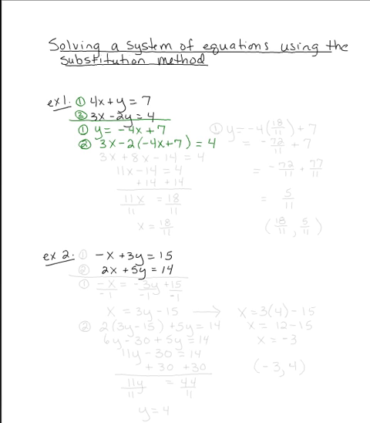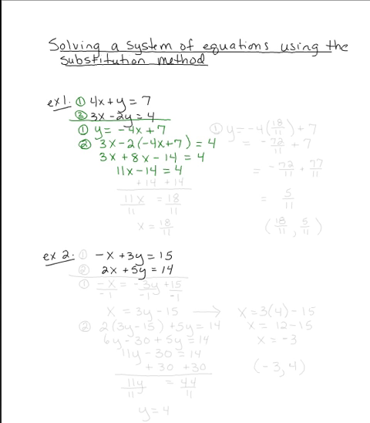Well, that means I have to simplify. So I'm going to distribute my negative 2. So I get 3x. Now distribute that negative 2. So that's going to give me negative 2 times a negative 4. That gives me plus 8x. And then negative 2 times 7, that gives me minus 14. And I still have the 4 on the right-hand side. Combine any like terms. Well, I'm going to have 3 plus 8. That gives me 11x minus 14 equals 4.